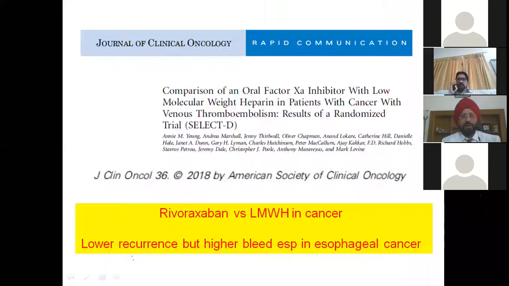Now, DVT in cancer is a complete talk in itself. So I'll just touch a little bit that there was this trial, SELECT-D trial, which tried rivaroxaban versus low molecular heparin, and showed that there was lower recurrence of DVT, but higher bleeding, especially if the patient had esophageal cancer. So if there is a cancer esophagus, then maybe you are better off using a heparin.